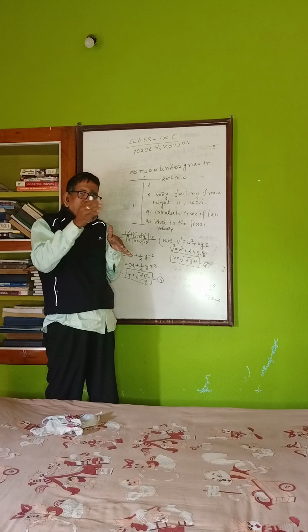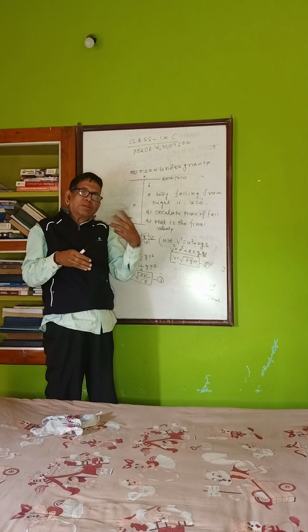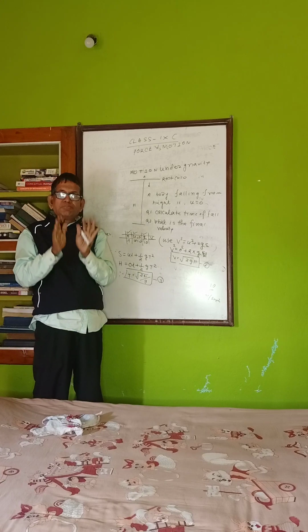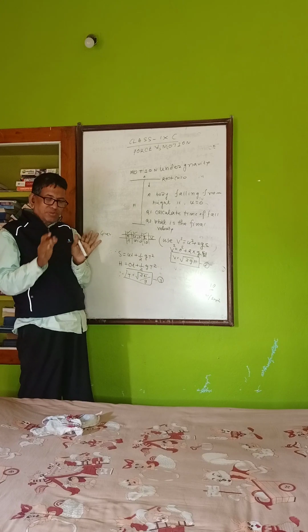Next, t equal to root over 2h by g. More h, more time it will take to reach the ground. After that, I should consider another simple numerical for your convenience.